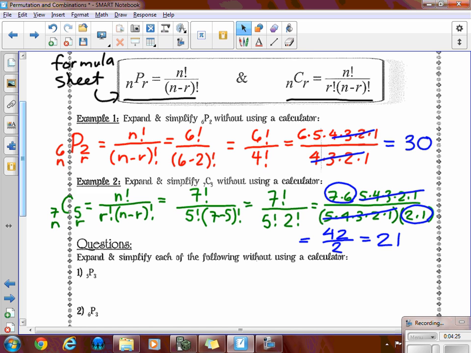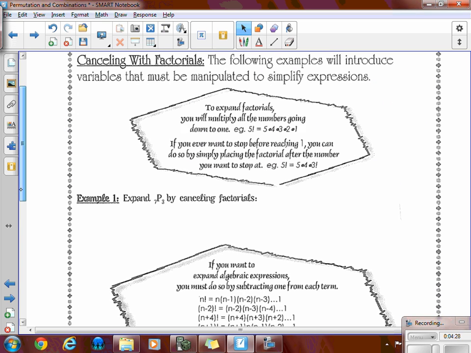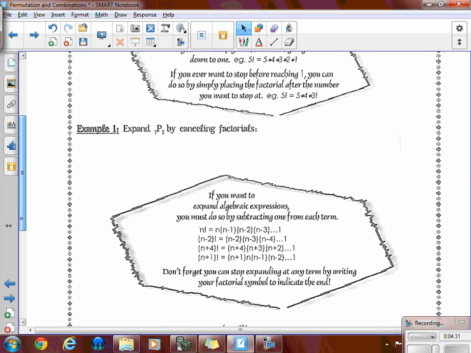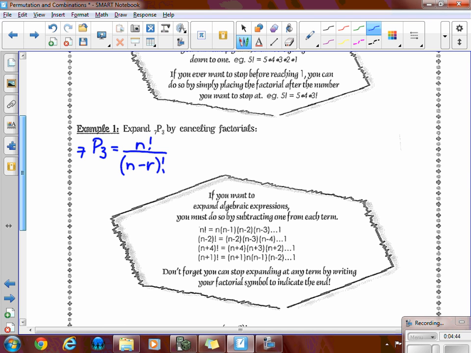So we're going to jump to the next page, and we're going to look at this in a bit faster light. It's saying expand 7P3 by canceling factorials. We're going to look at 7P3. We're new at using these equations, so I'm going to write down the formula again. N factorial over n minus r factorial. Same kind of question we've just done. We're going to substitute this in. 7 factorial over 7 minus 3 factorial, which would give us 7 factorial over 4 factorial.